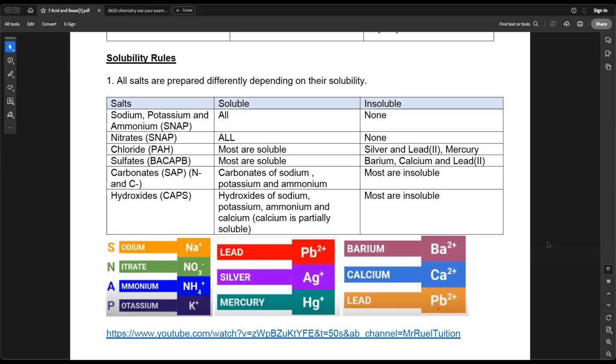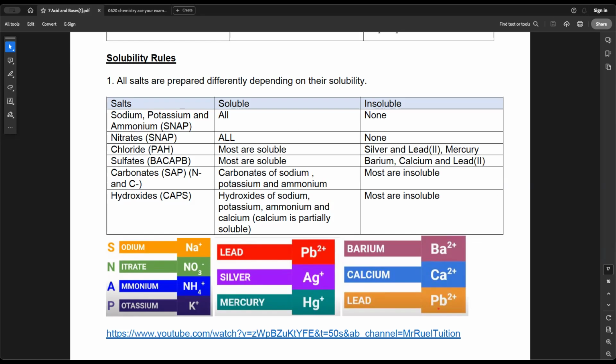Guys, listen up. This part here is very annoying because you actually need to remember which type of salt is soluble and which type of salt is insoluble. I've already tried my best to put everything in a table for you to refer to. I'm not expecting you to remember it today, but hopefully after much reference to this table, you remember the SNAP, the PA, and the Bachaps.